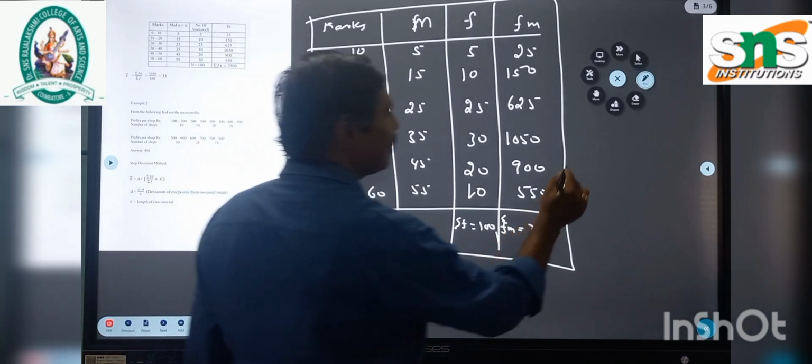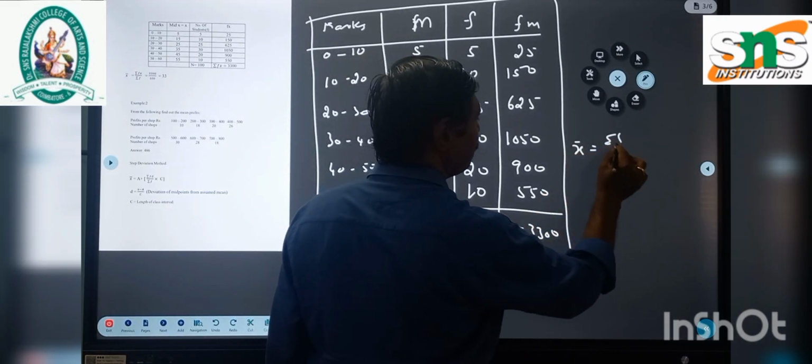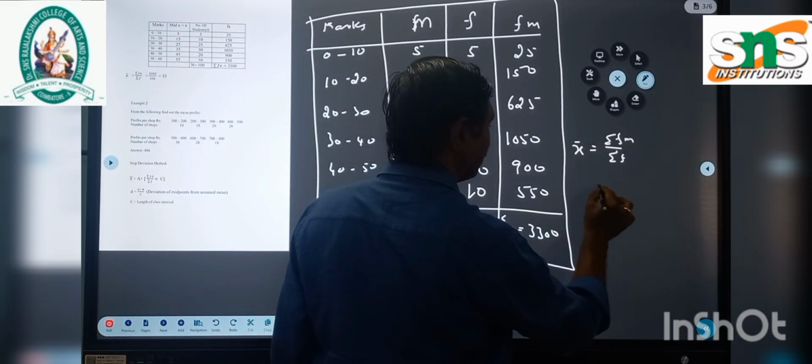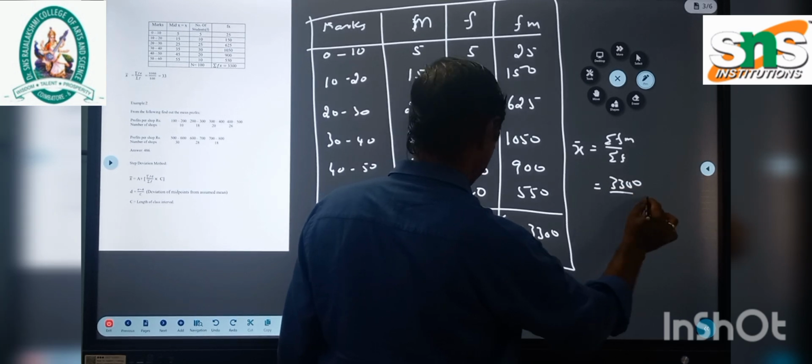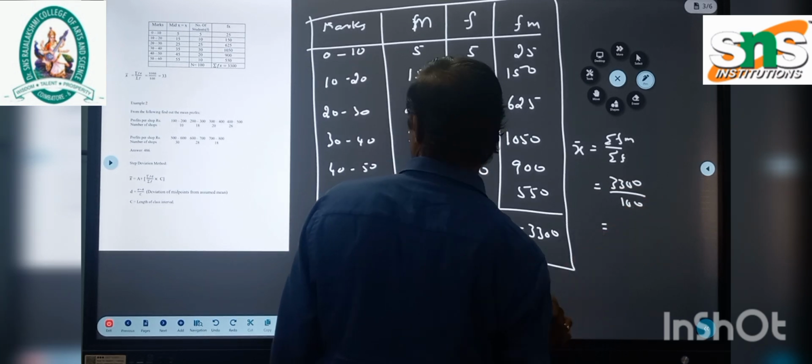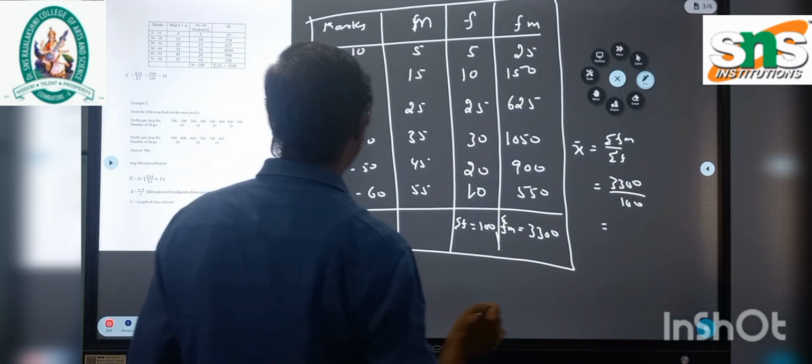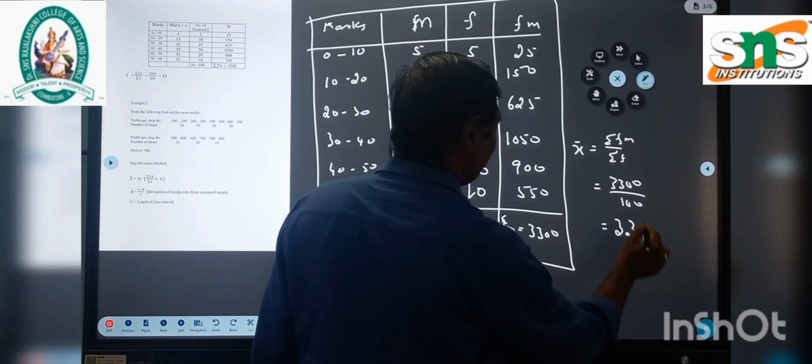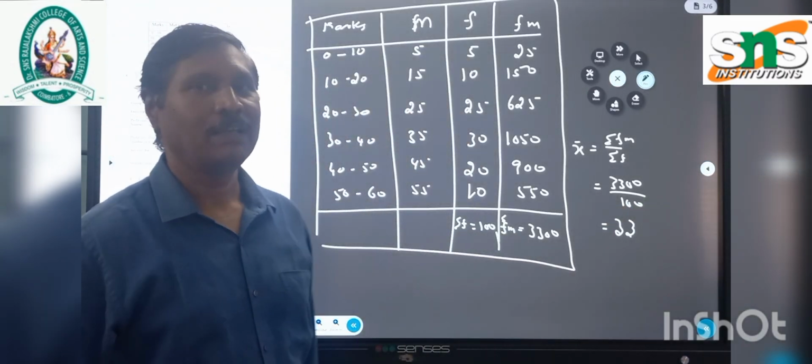So what is the average? Average is sum fm by sum f. That becomes 3,300 divided by 100. So cancel that, the value is 33. That is the average marks in that class.